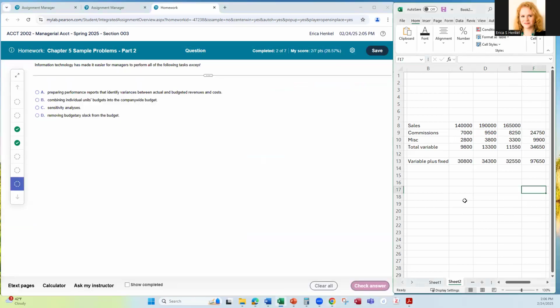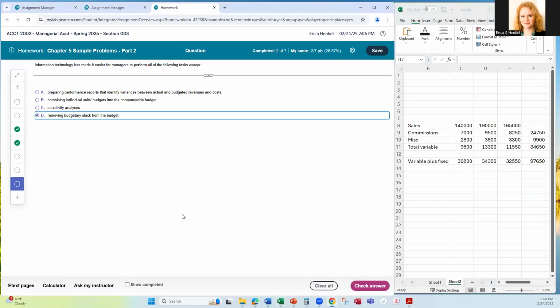Information technology has made it easier for managers to perform all of the tasks except for removing budgetary slack from the budget, because that's a behavioral issue. So you can't solve that with information technology, right? Because that's the budgetary slack that we talked about in a previous class session. That's all due to people wanting to build in extra padding and whatnot into the budget.